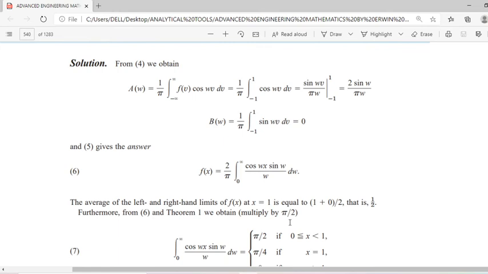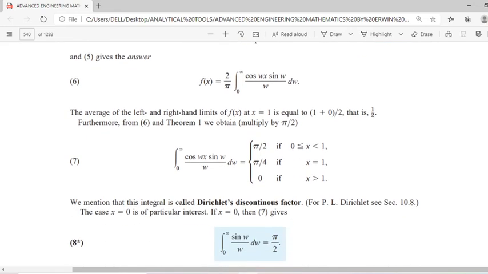So f(x) equal to 2 by pi into the integral from 0 to infinity of cos wx, and the value is 2 sin w by pi w. We have substituted that here, and 2 is taken outside, pi is taken outside. So the remaining term will be inside that integral. So that will be this one.